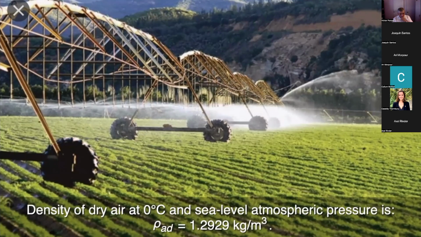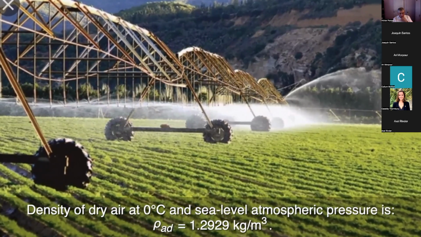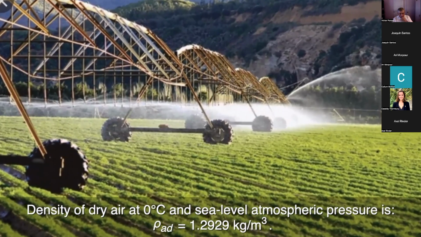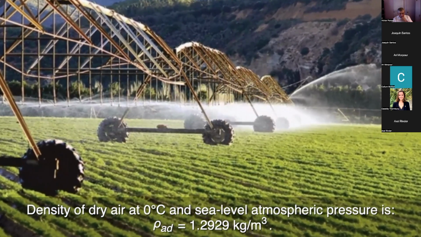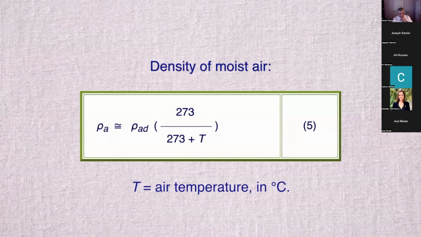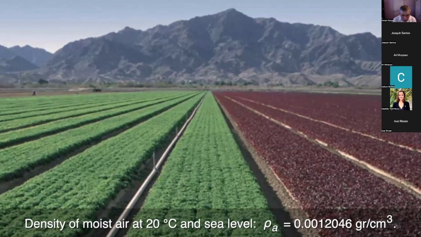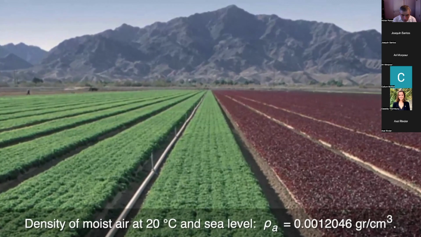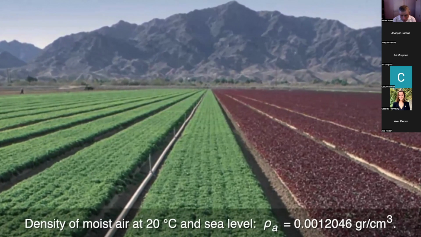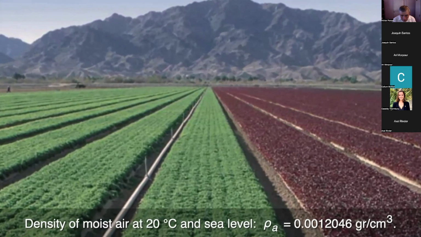The density of dry air at 0 degrees Celsius and sea level atmospheric pressure is rho sub AD equal 1.2929 kilograms per cubic meter. The density of moist air, rho sub A, may be approximated as follows. For instance, at T equal 20 degrees Celsius and sea level, that is standard atmospheric pressure, rho sub A is equal to 0.00120046 grams per cubic centimeter.